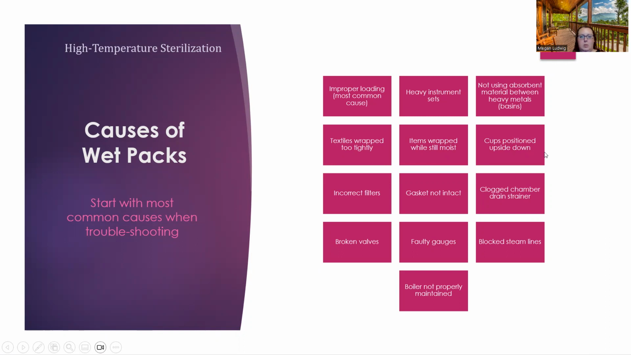Cups or basins are not on their side. They're sitting the incorrect way. So just look at some of these, as you work your way down these boxes, these are going to be the least common. So start up here when you're trying to troubleshoot. You're loading your instrument sets, make sure you pick the right textile, as opposed to something is broken. Okay, not saying it can't happen, it obviously can, but start with the easiest, most common causes to troubleshoot, and then work your way to calling maintenance, broken valves, not maintained, etc.